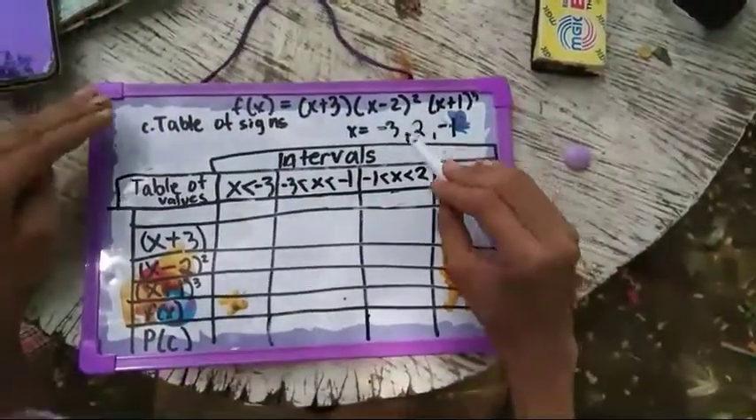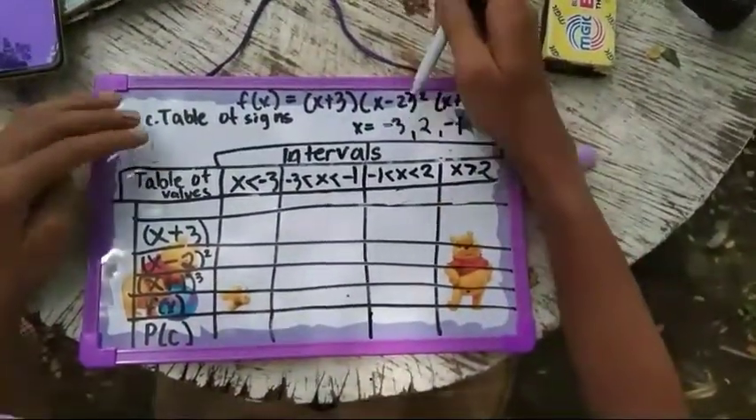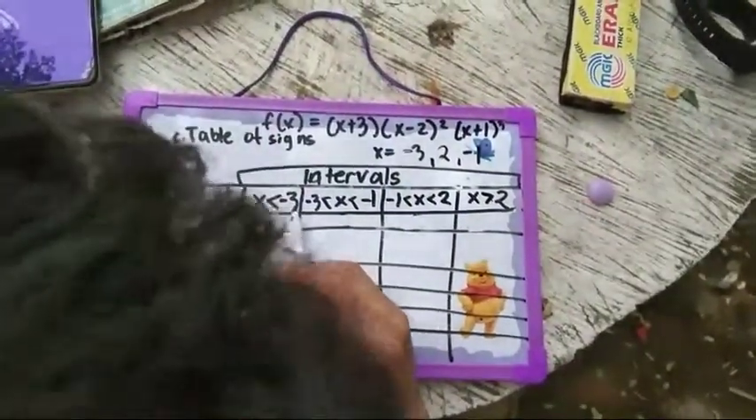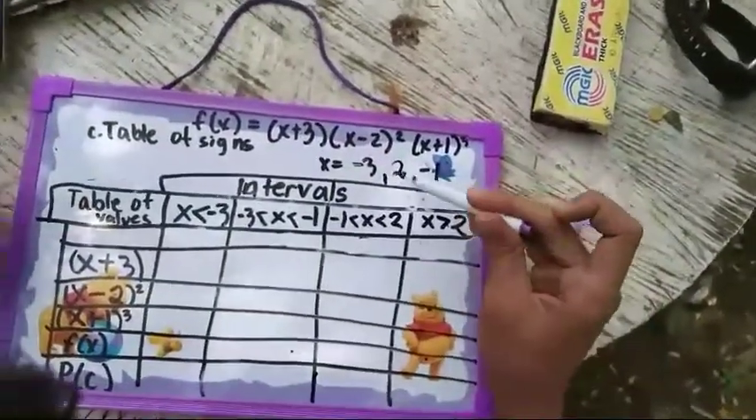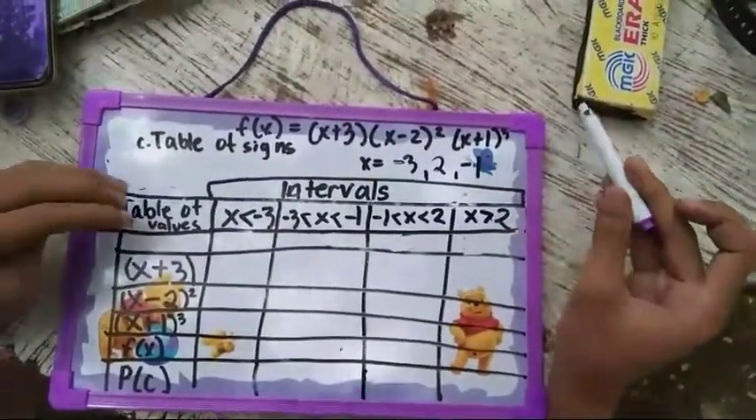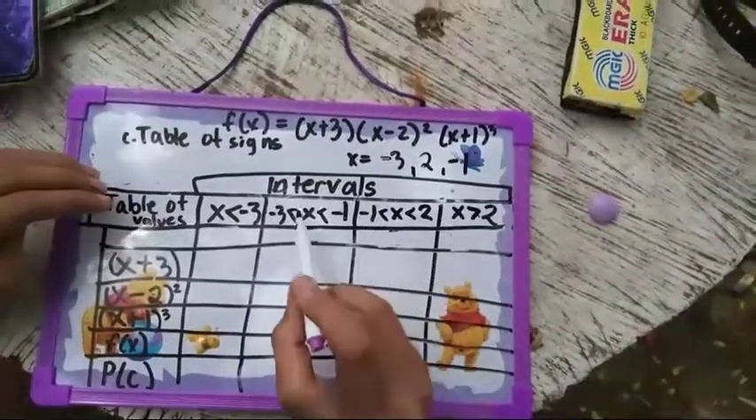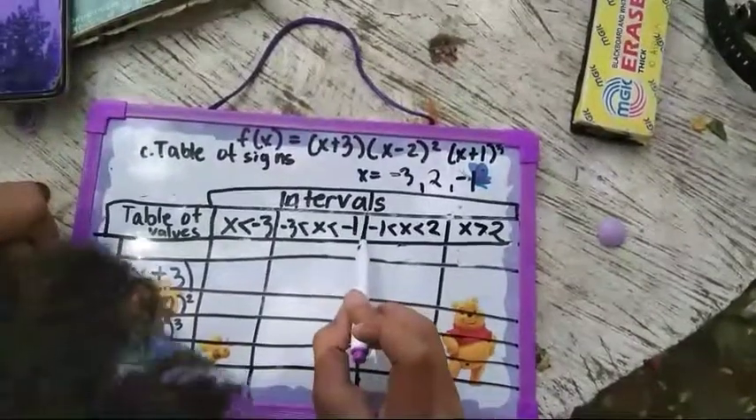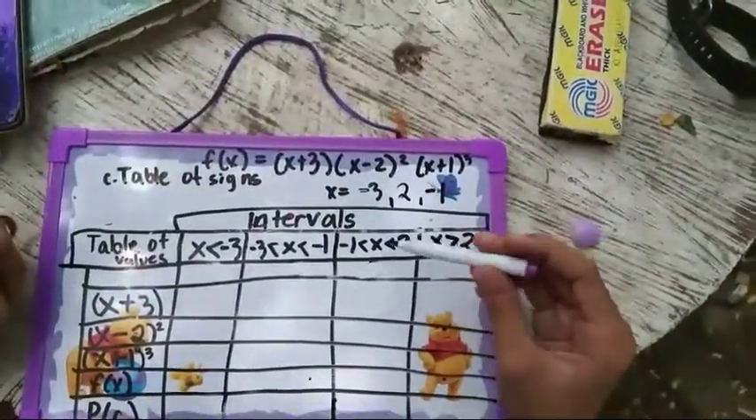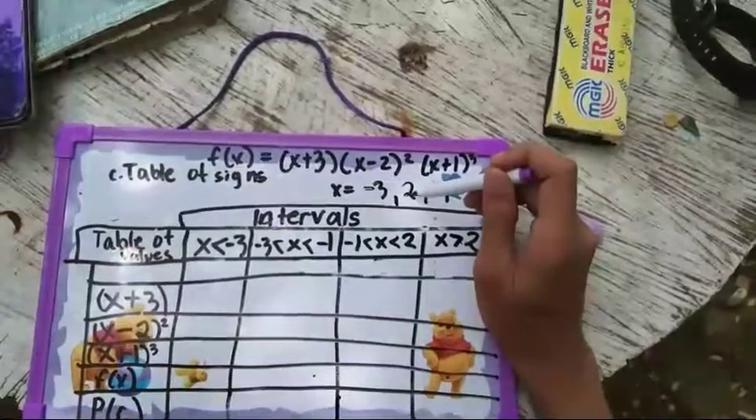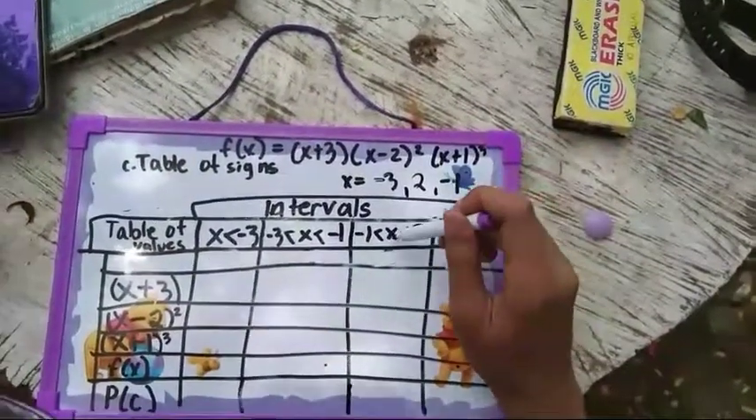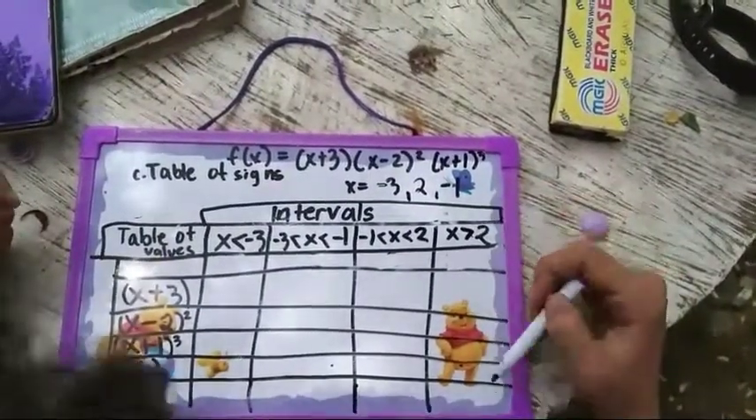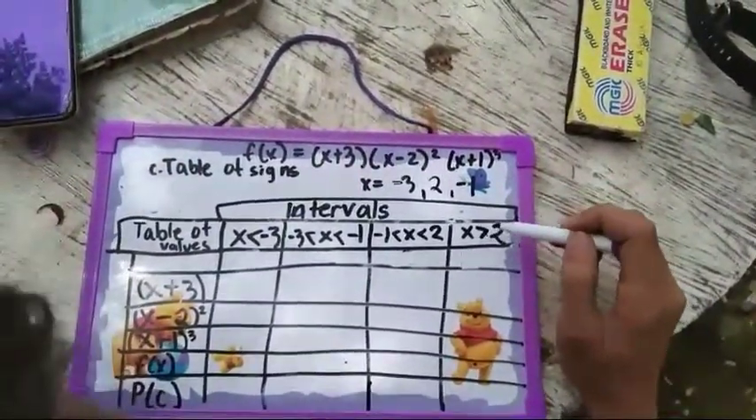Since the least x-intercept is negative 3, our first interval is x less than negative 3. The next least x-intercept is negative 1, so our next interval is x greater than negative 3 but less than negative 1. The third interval uses 2, because 2 is our greatest x-intercept, so x is greater than negative 1 but less than 2. And for our last interval, x must be greater than 2.